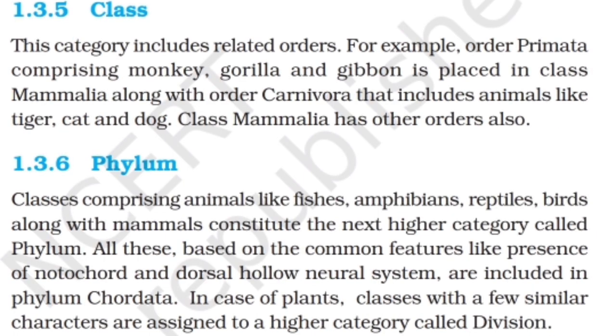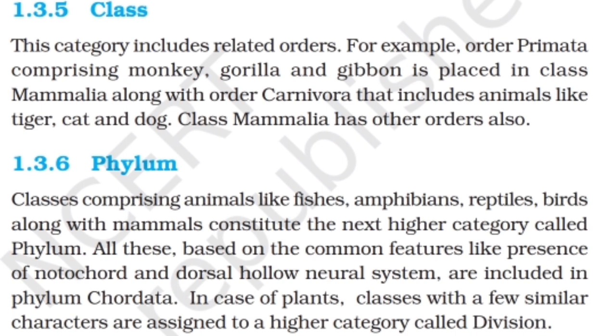1.3.5 Class. This category includes related orders. For example, order Primata comprising monkey, gorilla and gibbon is placed in class Mammalia along with order Carnivora that includes animals like tiger, cat and dogs. Class Mammalia has other orders also.